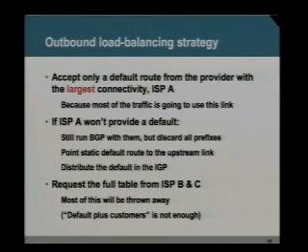If ISP-A won't provide a default, well, you still talk BGP with them. Okay, you use BGP to send your address block to them. Get them to send a full table and throw everything away. Just have a default deny. And then you point a default route to them and distribute the default into IGP, as I showed you before. You request the full table from B and C.